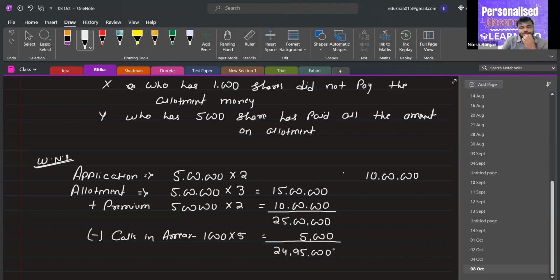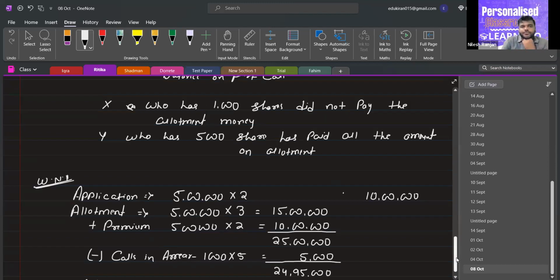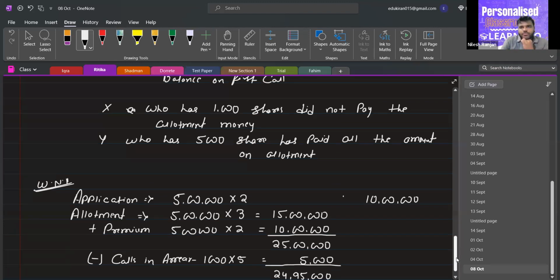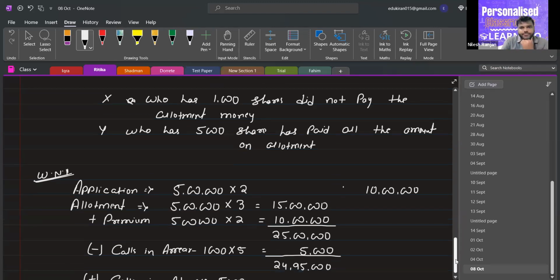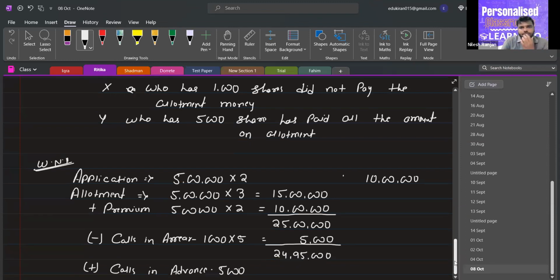The calls in advance also. How much? On 5,000 shares, it's paid all the money. 5,000 shares. And, could you scroll up?